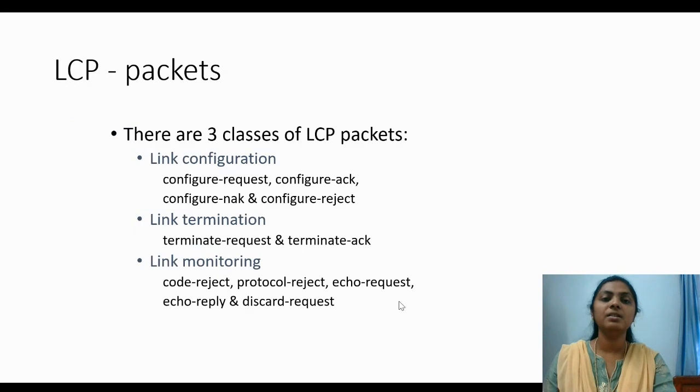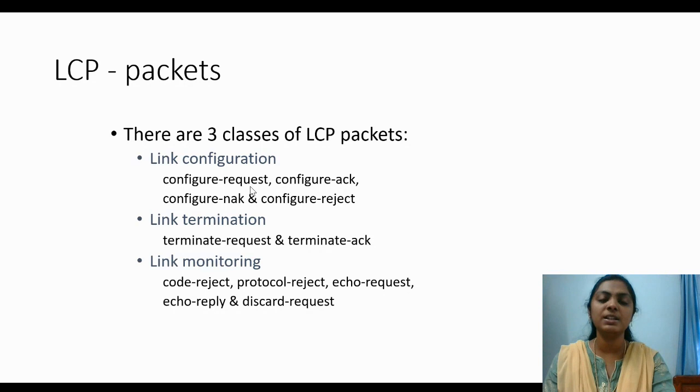Based on the control activity, there are a lot of LCP packets, and based on the functionality, they have been categorized under three options: link configuration, termination, and monitoring. The example packets like configure request, configure acknowledgement, configure negative acknowledgement, and configure reject are included inside the link configuration. What's meant by configure request?